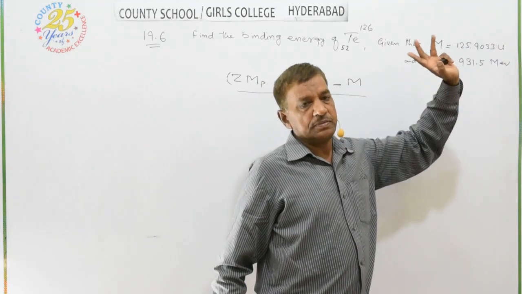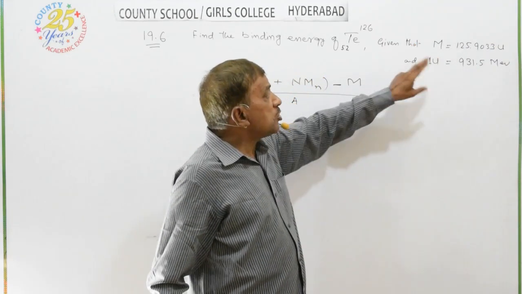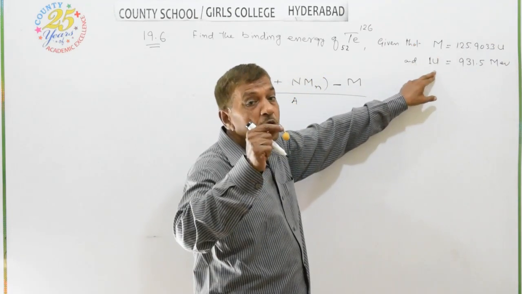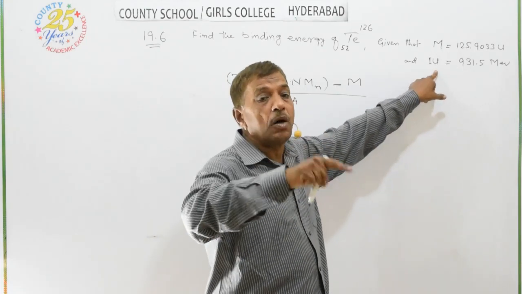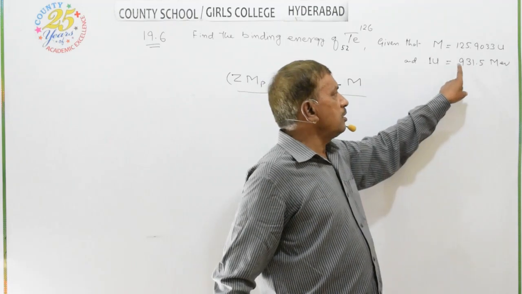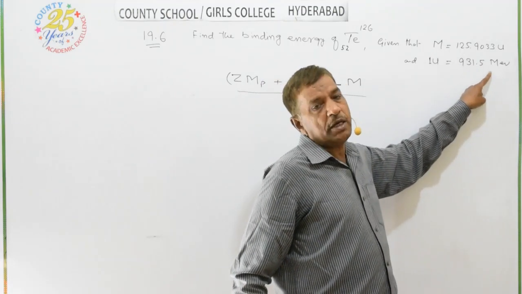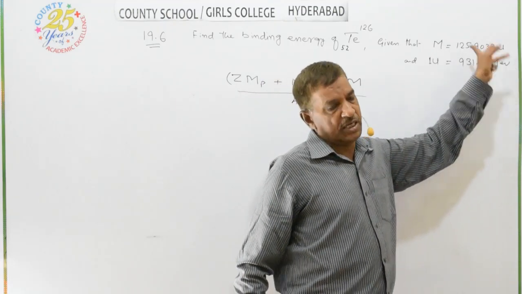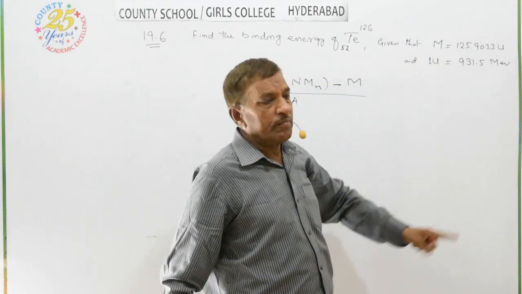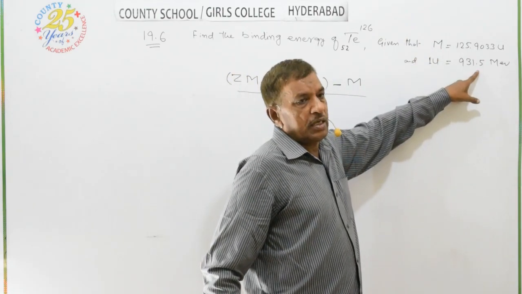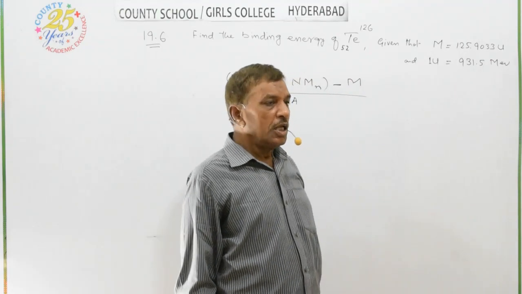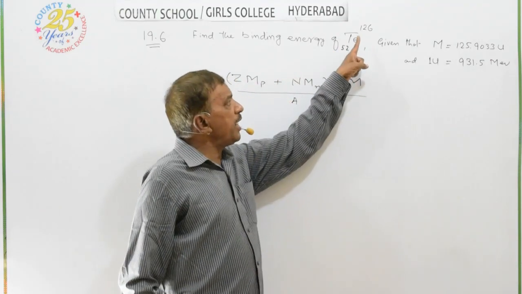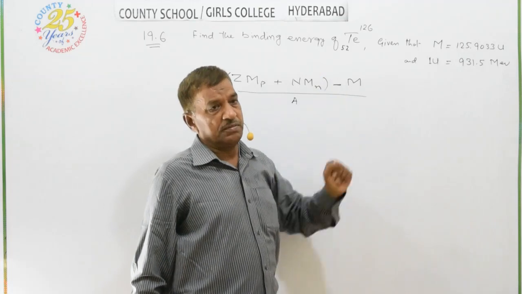And it is also given that the energy which is obtained from 1 U, from 1 AMU, is 931.5 MeV, mega electron volt. That is the energy which is obtained whenever 1 U is converted into energy. So let us find what is the binding energy for tellurium.